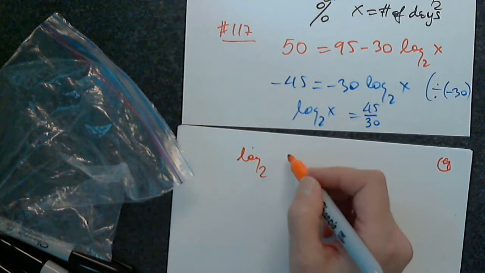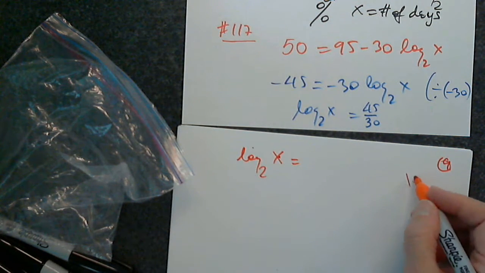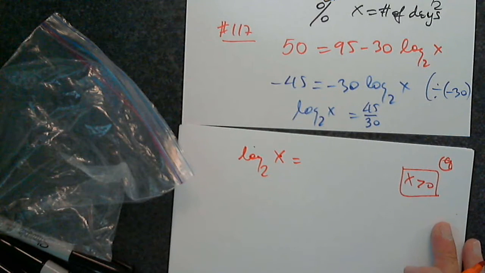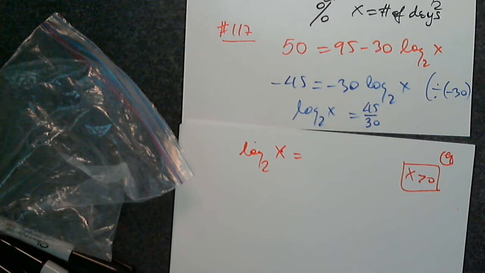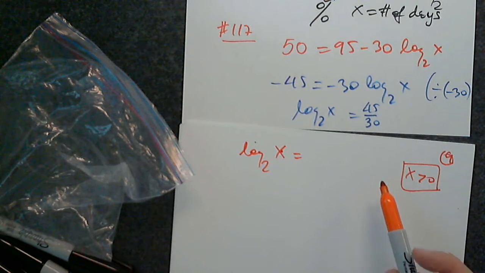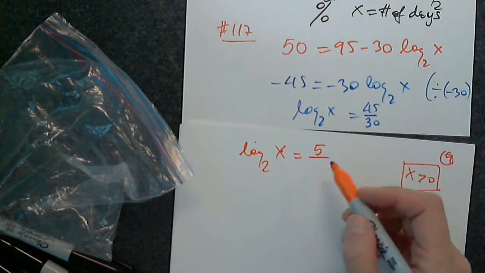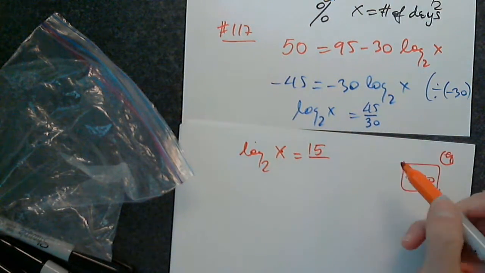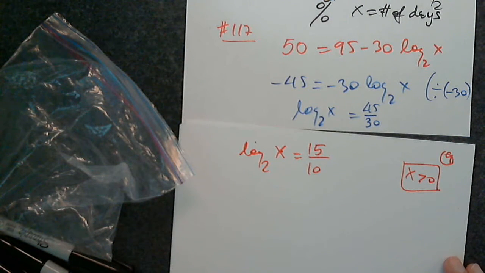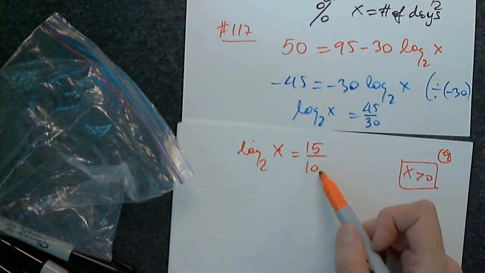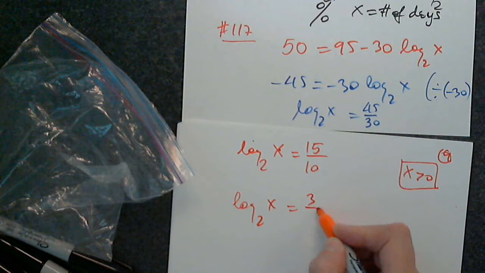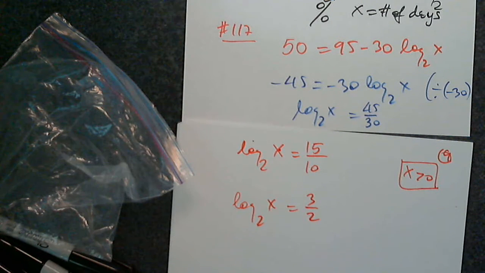So log base 2 of x, and of course x has to be greater than 0. We're talking about number of days. It cannot be negative. That's why I didn't state the restrictions from the beginning, because x must be positive. Okay. So what do we have here? By 3, 15 and 10. And again by 5, right? And I get 3 halves. Good. I should have simplified by 15 from the very beginning.